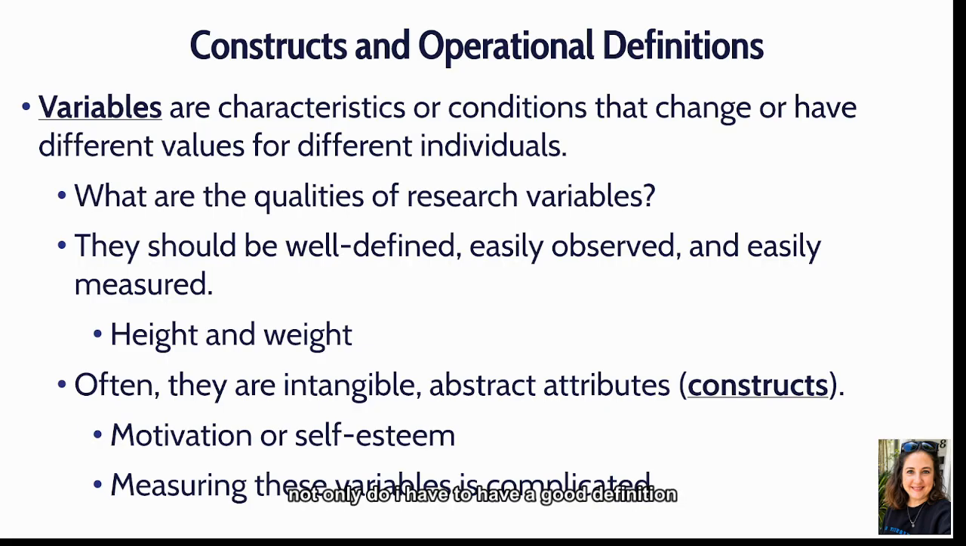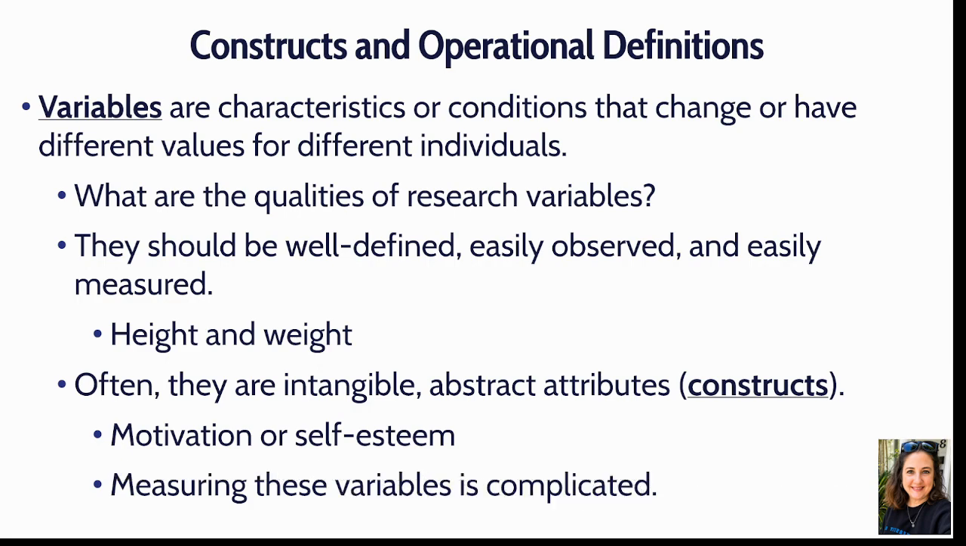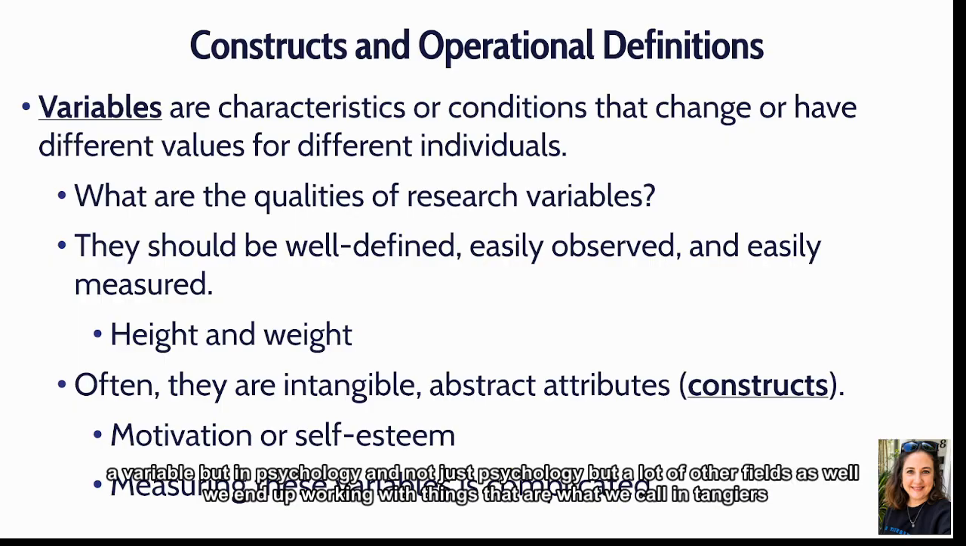Not only do I have to have a good definition, I have to be able to observe and measure those things that I'm calling variables. So take, for example, height and weight. Height and weight are very good examples of easily defined, easily observed, and easily measured things. Height of a cat, I know what that is. You can conceptualize in your brain when you think of height. You can see what it is in your mind's eye. I can observe it with my eyes, and then I can measure it with a ruler, right? So height and weight are good examples of a variable.